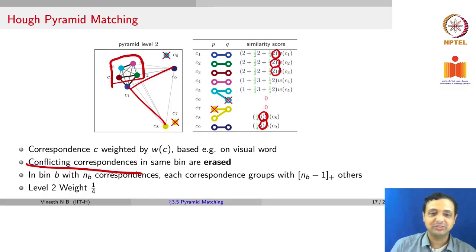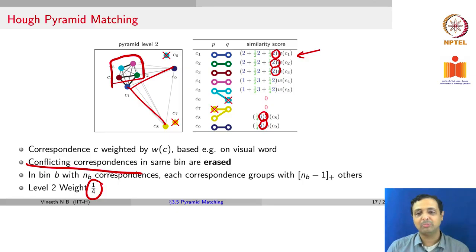But the weight for each of these correspondences, since it's at a higher, coarser level, is going to be 1 by 4. So now your final similarity scores can be given by 2 plus half into 2 plus quarter into 2, into any weight that you want to give for that particular correspondence, W of C1. You can always choose to give a uniform value for WC1 to WC5 or WC9, so that weight does not matter, or you can choose to give some weights for a given application. But this is how adding up all of these gives you the similarity scores for each of these correspondences.